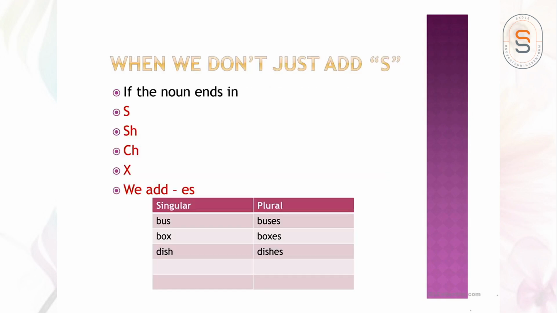Right, the next one. When we don't just add an S, if the noun ends in an S or a SH or a CH or an X, we add an ES. So, for instance, bus, buses, box, boxes, dish, dishes, church, churches, right? So there's a few examples for you where you add an ES.